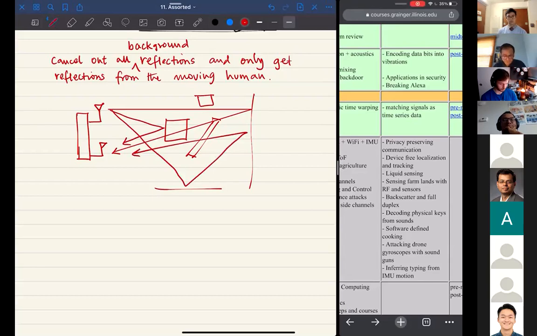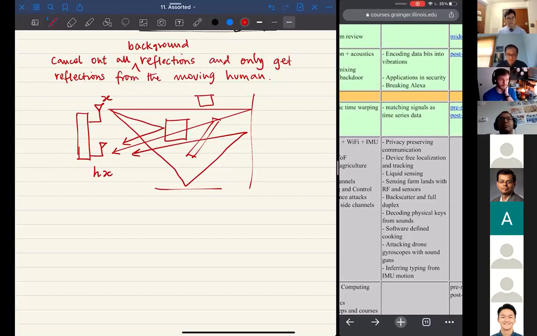But whatever those reflections are, I can say that if I sent a signal X, the received signal is some HX, where H is the channel. You know this now, right? But this H would remain static if everything else is static. You agree?